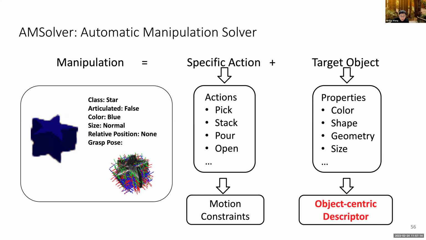And for the target object, we introduce an object-centric descriptor for each object, which contains variants of properties, including the class label, whether it is articulated or not, the color information, the size information, and the relative position information, as well as the grasp pose information. We basically introduce an automatic algorithm to label those grasp pose information, so that we know in what way this object can be picked up or manipulated.